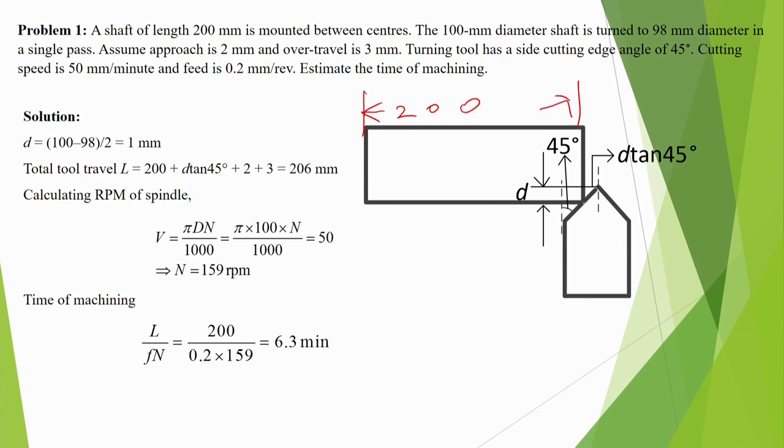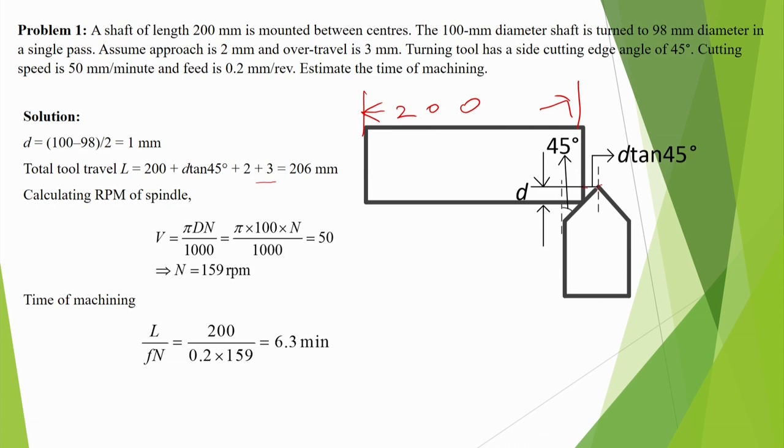At the same time, this will start touching here itself. So, this distance also you have to account for, that means touching will start here, and this is nothing but d tan 45, because this angle is 45 degree side cutting edge. So, 200 plus d tan 45 plus 2 mm is the approach, that means 2 mm before you have to start, and over travel means after cutting has occurred, then also it will move 3 mm. So, that portion has to be added and it comes out to be 206.